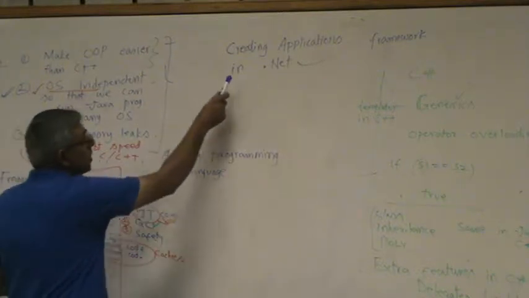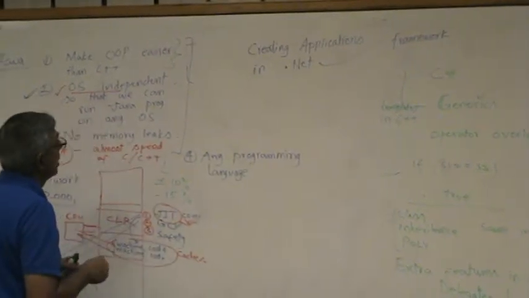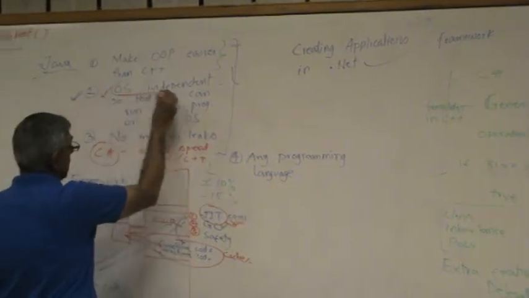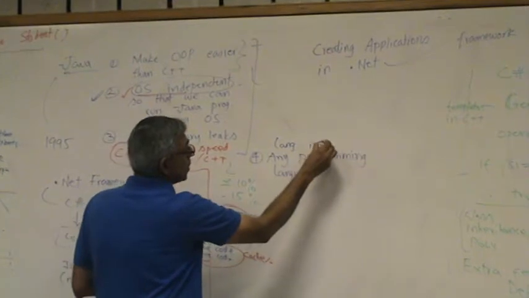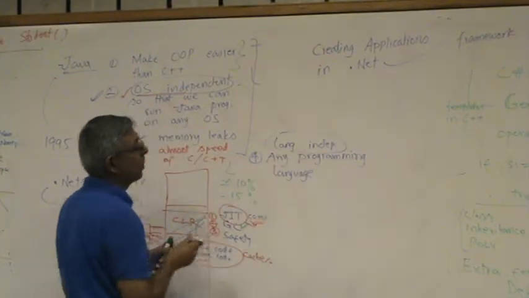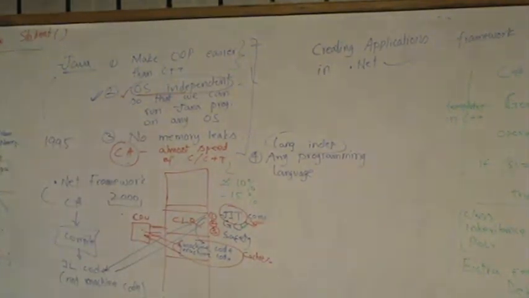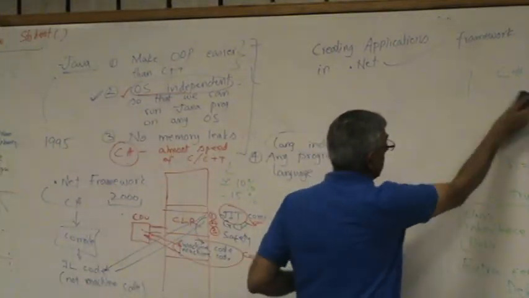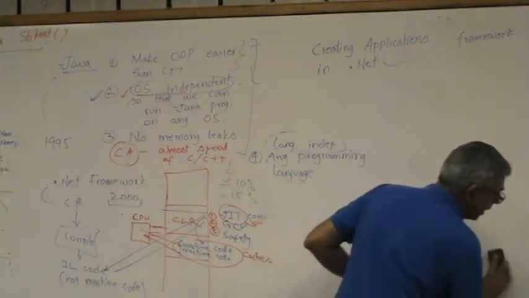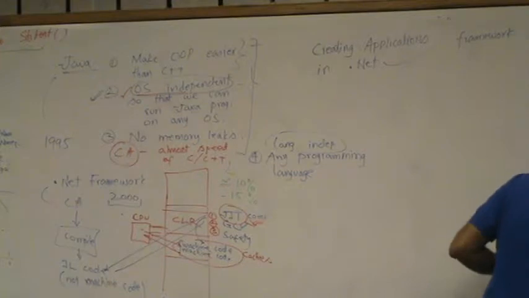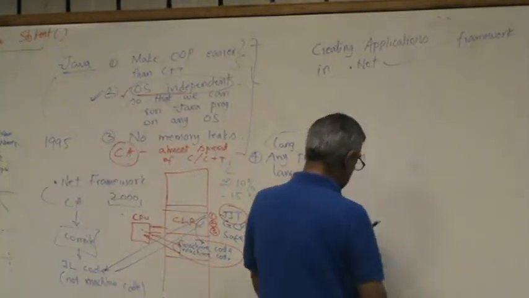So the goal in creating .NET was not only to give operating system independence, but also language independence. So part of the application can be programmed in C#, part of it in Java, part of it in C++. At the end, we should be able to combine it together and make it work, right? So how did they achieve this? Let me show you the overall application architecture.